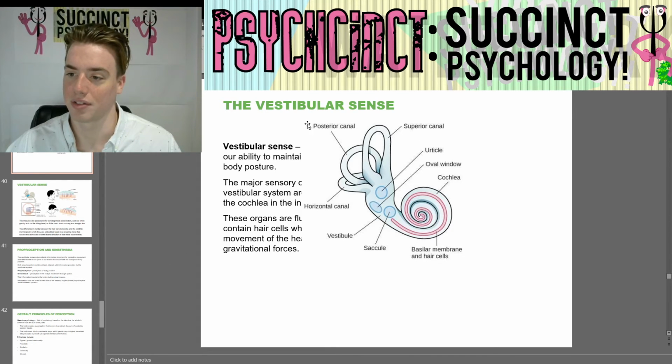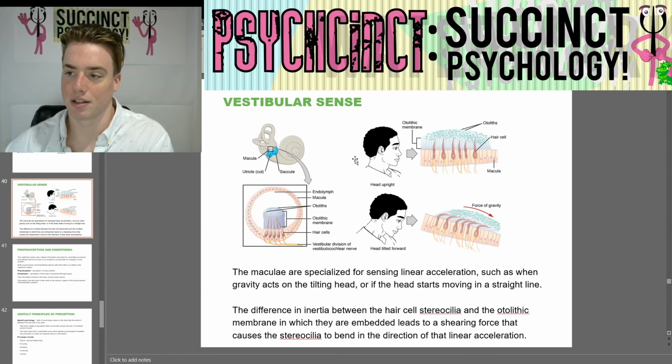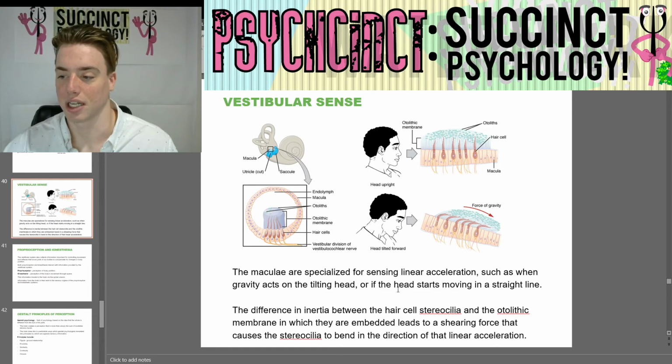But here you have the vestibular sense, like it's in your ear, because you can see the cochlea, basilar membranes, the inner ear. So for the vestibular sense, the maculae are specialized for sensing linear acceleration, such as when gravity acts on the tilting head, or if the head starts moving in a straight line. So here you have head tilted forward, and here you have a head upright.